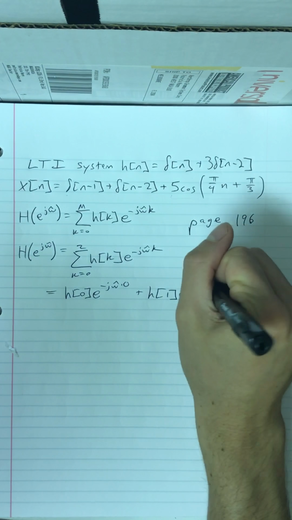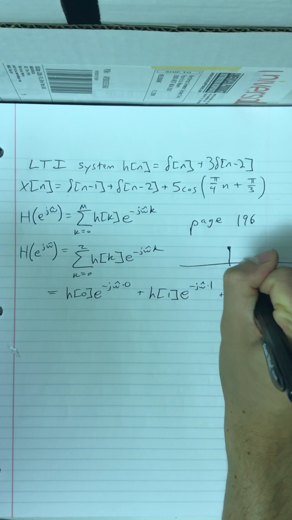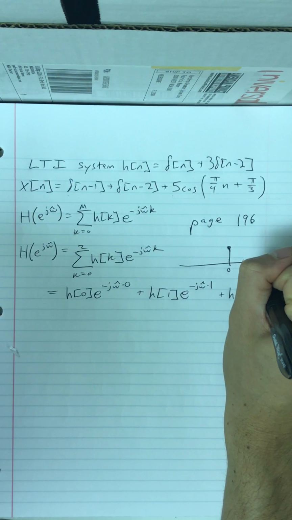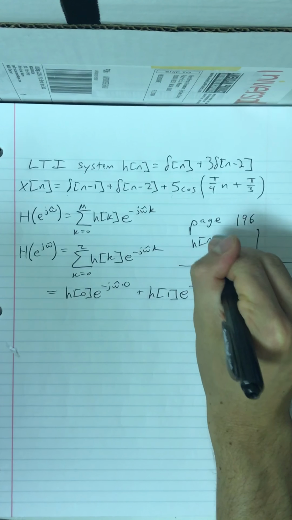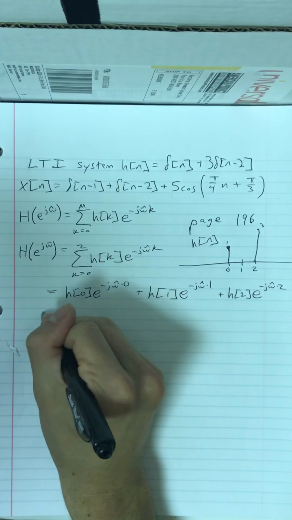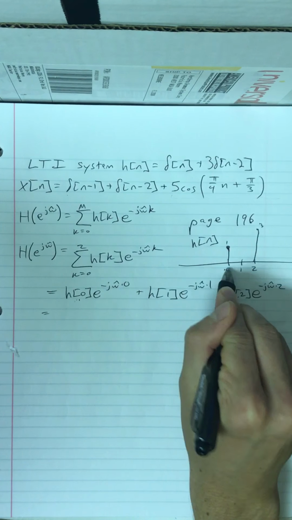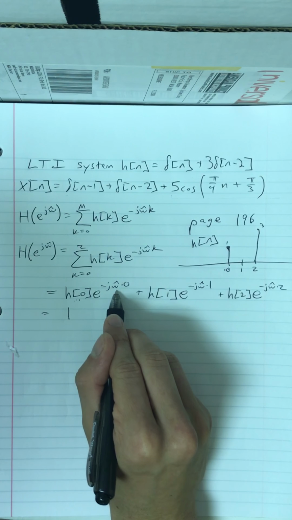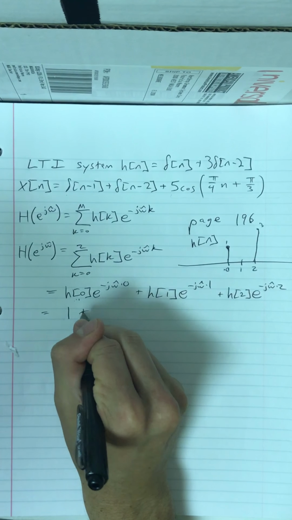Well, okay, let's plot our impulse response. So, at 0, it's a 1. At 1, it's a 0. And at 2, it's a 3. Okay, so h at 0, it's going to be a 1, times e to the j 0, well, that's going to be a 1. 1 times 1.